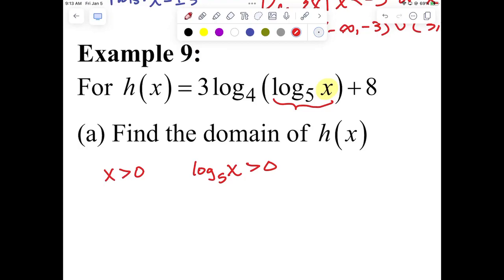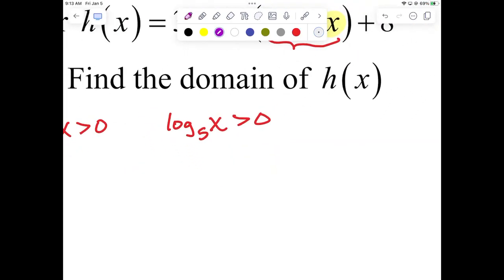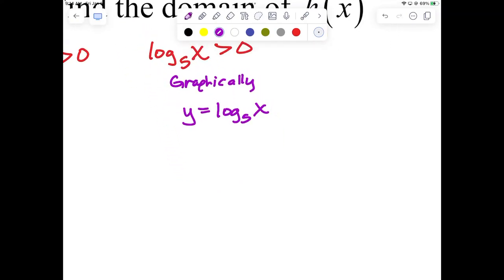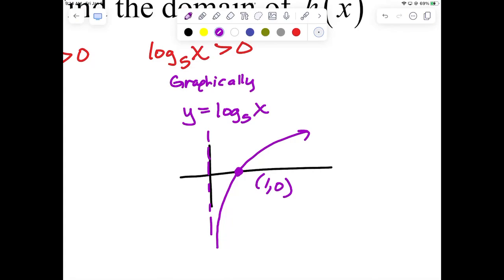Can I solve that one algebraically? Is that linear? That is not linear. So I need to solve this one graphically. So if I set log base 5 of x equal to y, I know what the graph of log base 5 of x looks like, don't I? That's just a real straightforward log function. It has a vertical asymptote right there. And where's the x-intercept? What's the point right there at the x-intercept? 1, 0. Yeah. Now because it's base 5, it's monotonic increasing. So it looks like that.